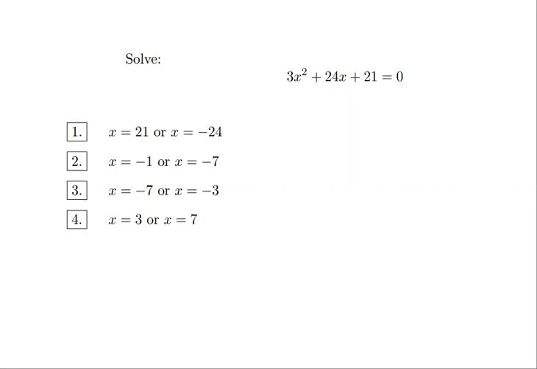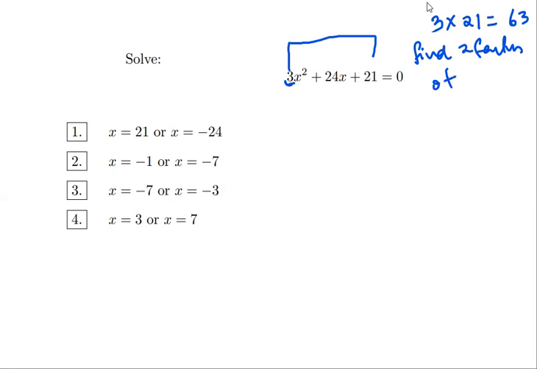Well, in this video, we're going to be solving quadratic equations where the first term is not a 1. So like this one. The first step in solving a problem like this is you have to multiply the first term and the last term. So we have to do 3 times 21, which gives us 63. Then we have to find 2 factors of 63 that add up to 24.